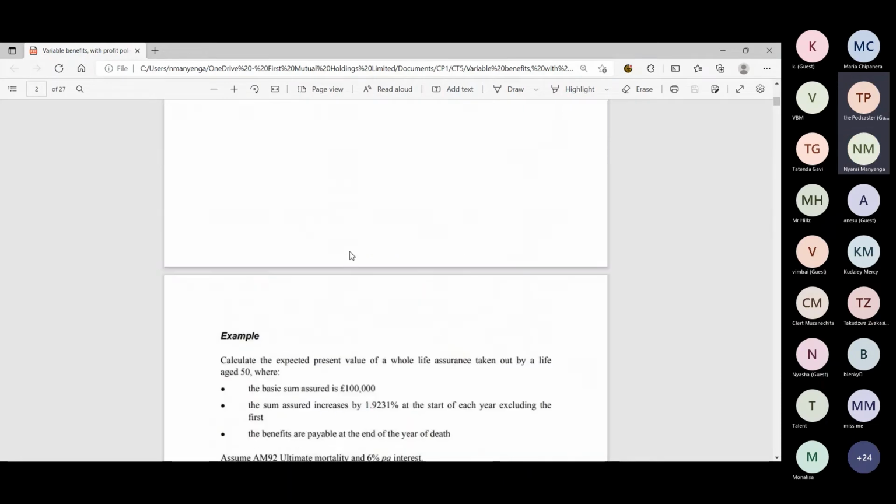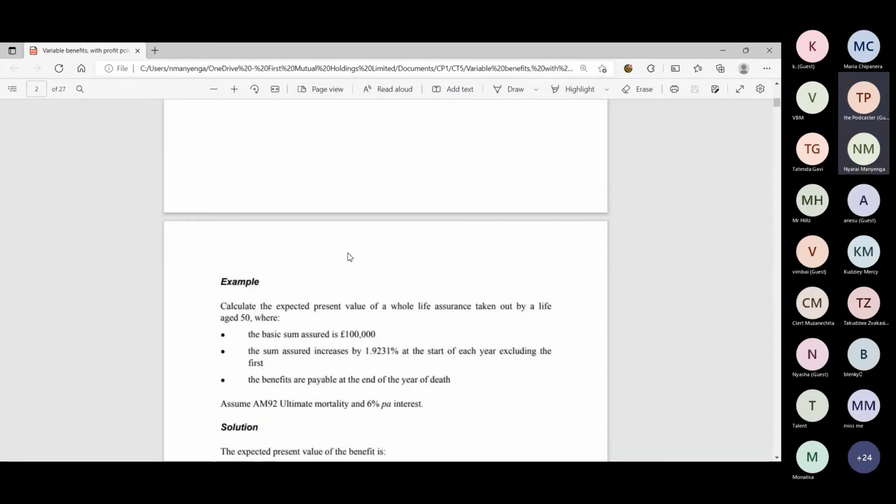So for example, here we are told to calculate the expected present value of a whole life assurance taken out by a life aged 50, where the basic sum assured is £100,000 and the sum assured increases by 1.923% at the start of each year, excluding the first year. The benefits are payable at the end of year of death. Assume M92 ultimate mortality and a 6% interest rate.